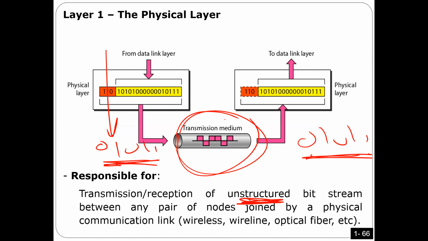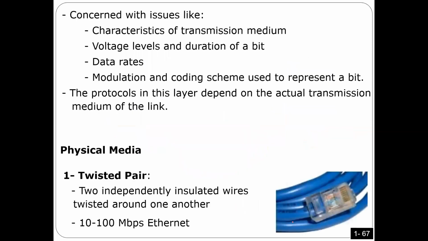So for sure in the medium, you can use wireless, you can use wireline, you can use optical fiber. So there are different ways in the medium, okay? In this layer, we are going to talk about data rates. We're going to talk about something like modulation, coding, something like that, okay? Anything related to, if you have a signal, how can you transmit it from this side to this side?